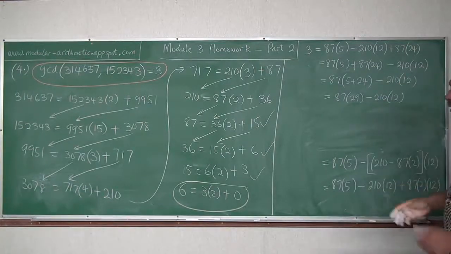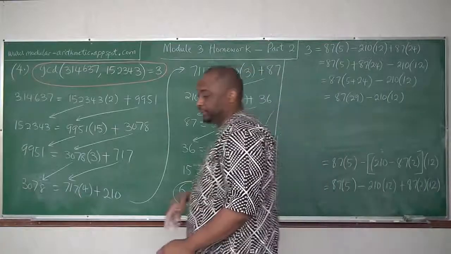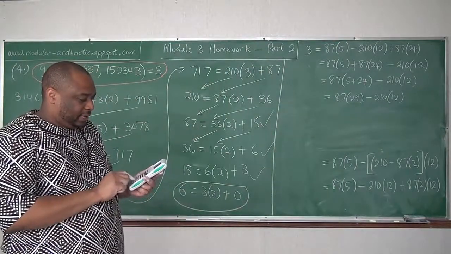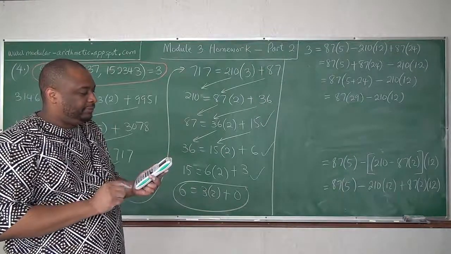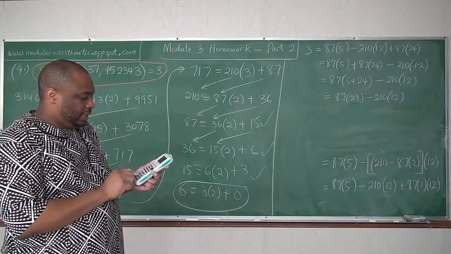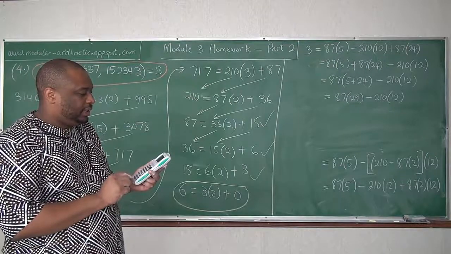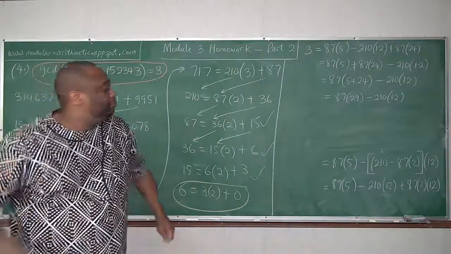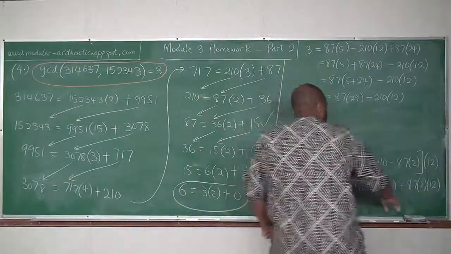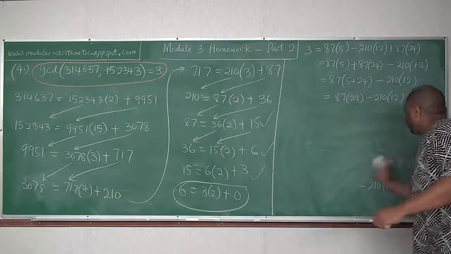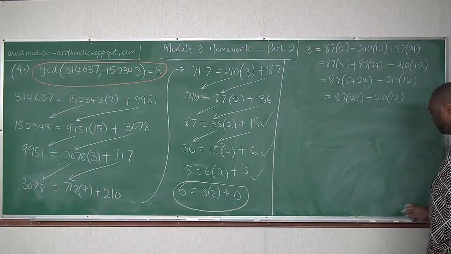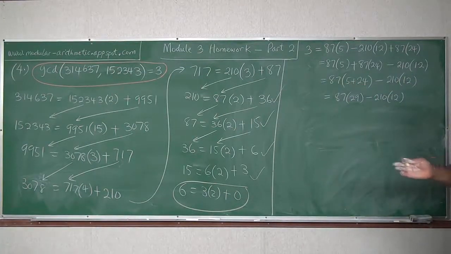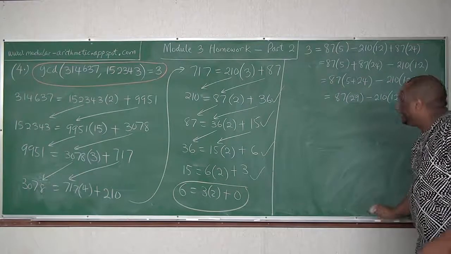Okay, let's check it, just to make sure. 87 times 29 is 2523. 210 times 12 is 2520. It works. Okay? So we've knocked off this one. We're getting there.